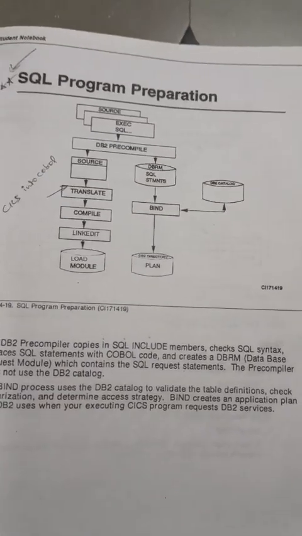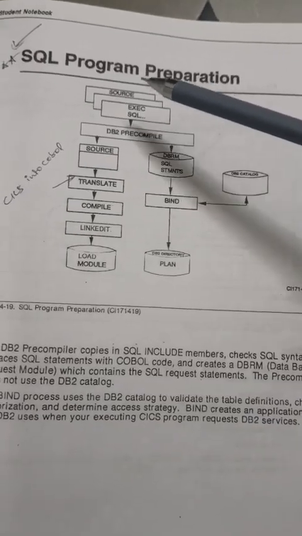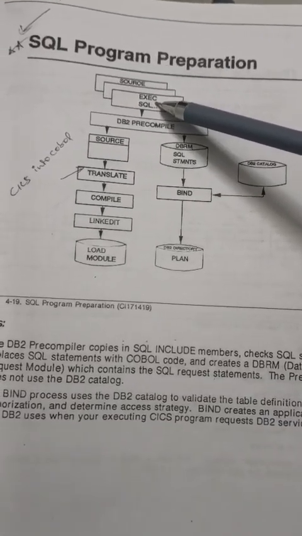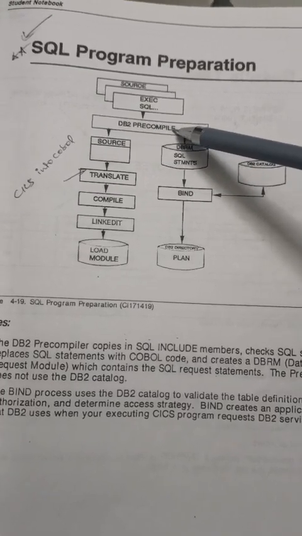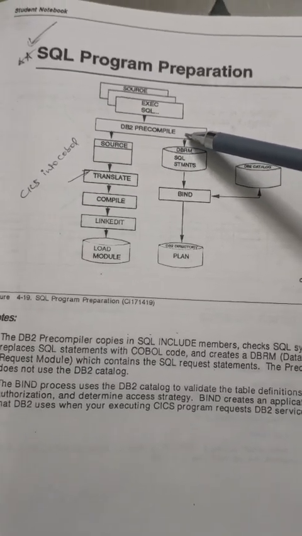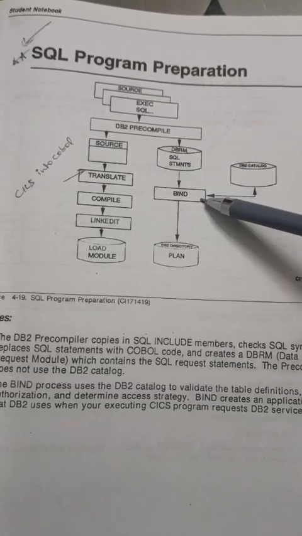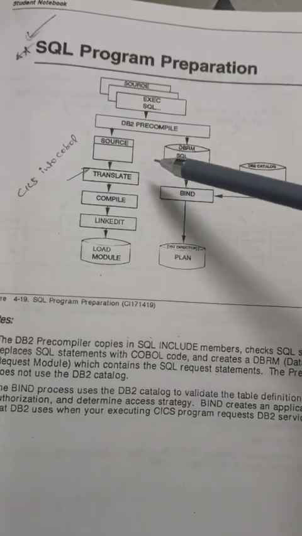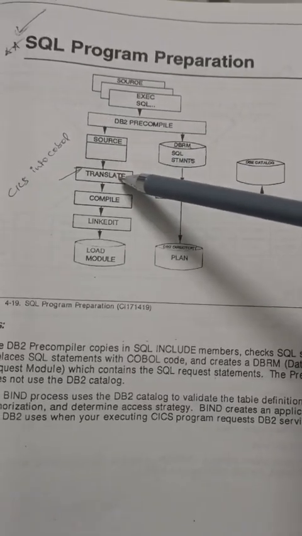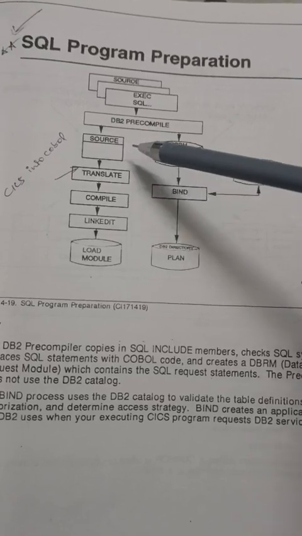This is the main important thing, friends: how SQL program preparation will happen. This is the EXEC SQL statement, and what the DB2 pre-compiler will do. Sometimes in interviews they ask what the DB2 pre-compiler does, what the DBRM does, what the bind does, what the plan does. And you can see the translator has been inserted after the pre-compilation stage.